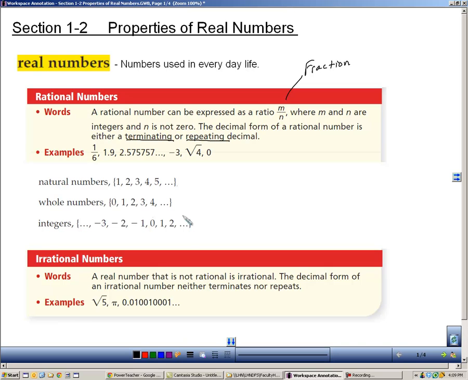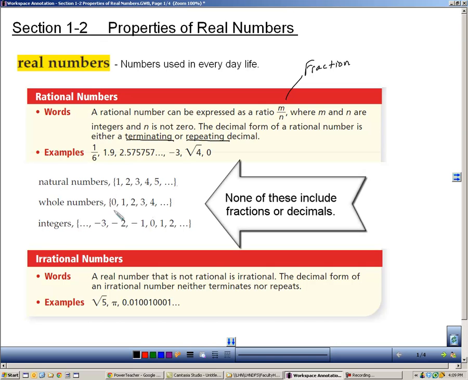There are other groups of numbers that you've learned in the past. There's the natural numbers, also known as the counting numbers sometimes. They start with 1, and they go on forever. Whole numbers are exactly the same as natural numbers, but they include the number 0. And then finally, integers are the whole numbers, but they also include the negative whole numbers.